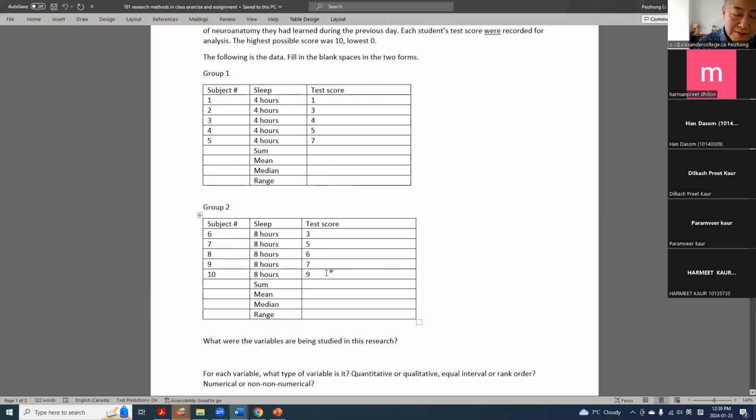So first, how do you analyze the data? First, you've got to get the mean. What would be the mean? If you want to get the mean, first you have to get the sum. Can anybody tell me what's the sum for this group? You add it all up. Anybody got the sum?